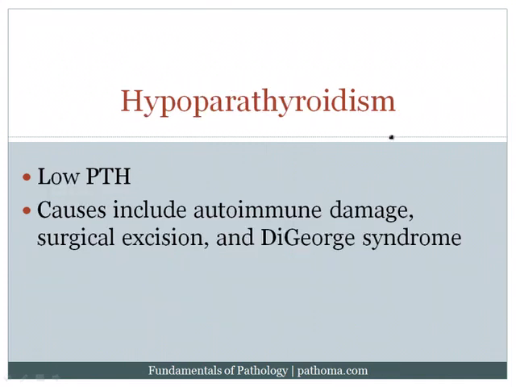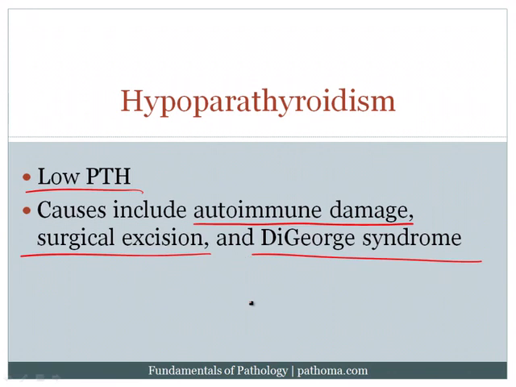Moving on to hypoparathyroidism, this is when you have a low PTH. The causes include autoimmune damage. You can have autoimmune destruction of the parathyroid glands. Surgical excision, for example, if the patient has removal of a thyroid and the parathyroid gets taken by accident, or for example, if there is parathyroid hyperplasia and the parathyroids are removed. And finally, DiGeorge syndrome. Remember, in DiGeorge syndrome, you get failure to develop the 3rd and 4th pharyngeal pouch, and of course, the parathyroids are also a derivative of the 3rd and 4th pharyngeal pouch.